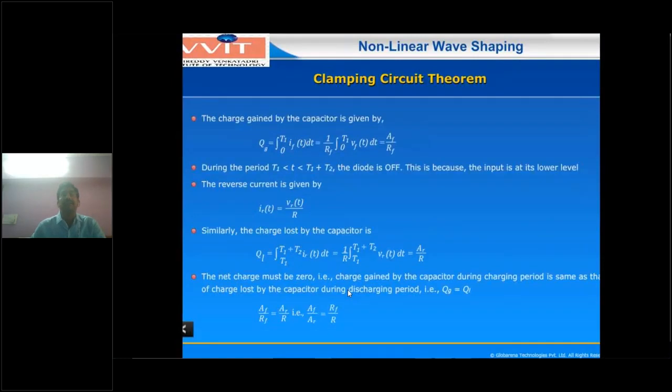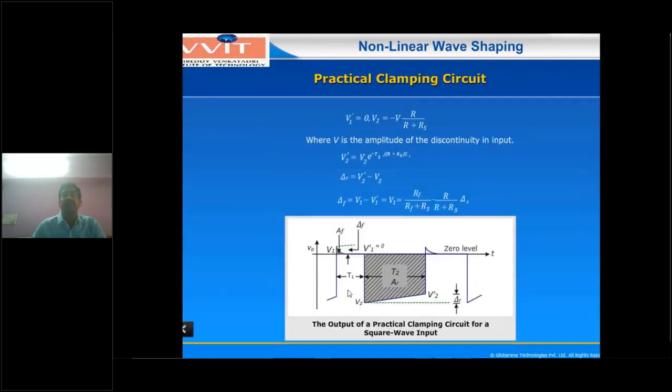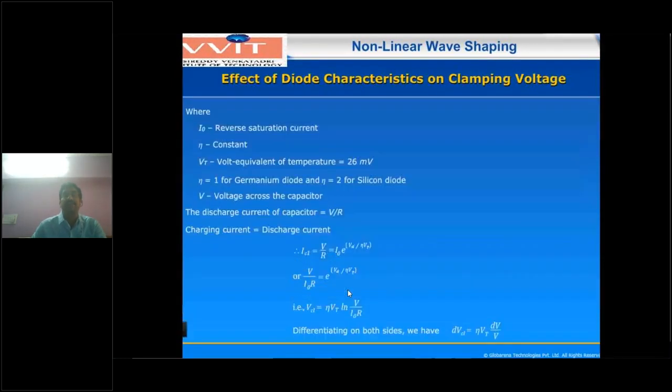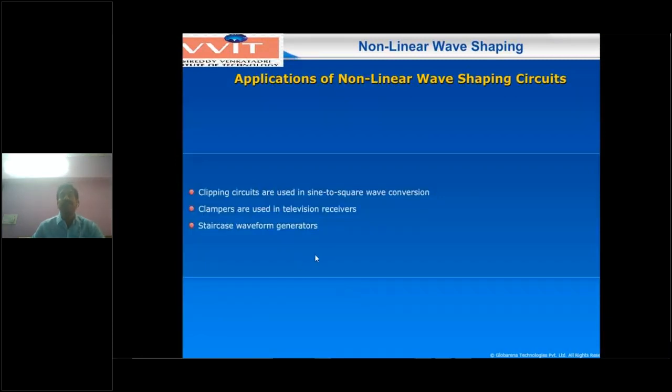Similarly, you also have to go through the practical clamping circuit theorem, and the effect of diode characteristics. These are the applications of nonlinear wave shaping: clipping circuits and clamping circuits. Clipping circuit means two-level clipping, where a sine waveform is converted to a square waveform. And clamping circuits are used in television receivers and staircase waveform generation. You have to go through these applications.